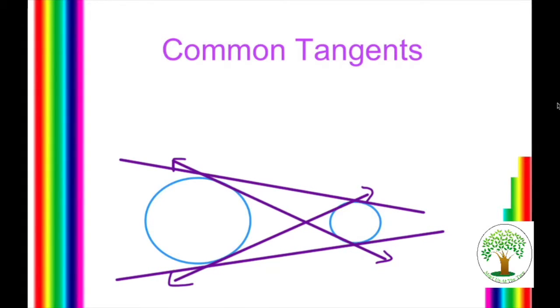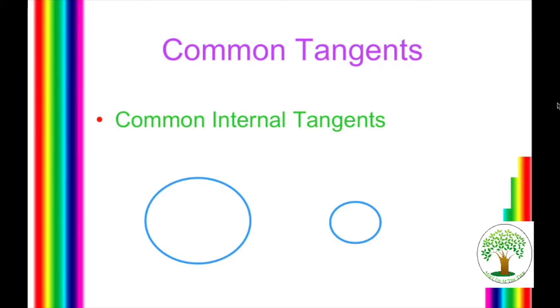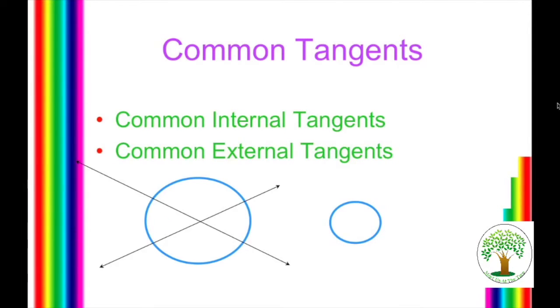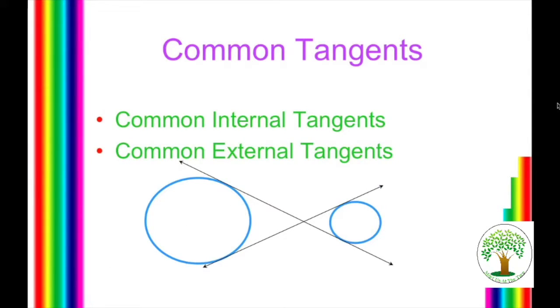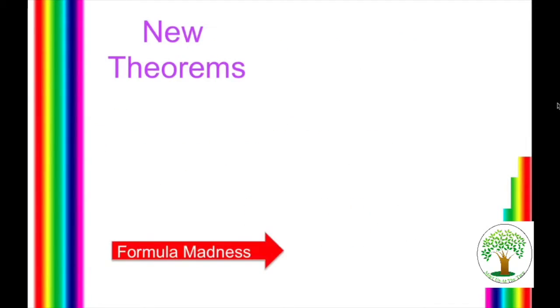Now, the first two that I drew are common internal tangents because they're between the two circles. These ones are called common, what do you think? External tangents. So we can have a common internal tangent and a common external tangent. Here are the internals, and here are the externals. You guys led me there. Good job. You didn't have to write that down.